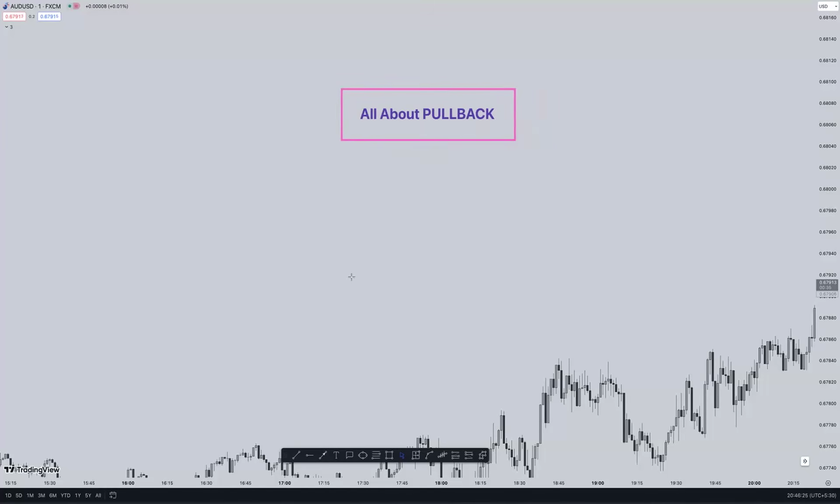What is the pullback and how can we identify it? Let's suppose we need to understand what a candlestick is. A candlestick shows whether market momentum is bullish or bearish. So let's suppose this is our bullish or bearish candle, this one. This is our candlestick here.